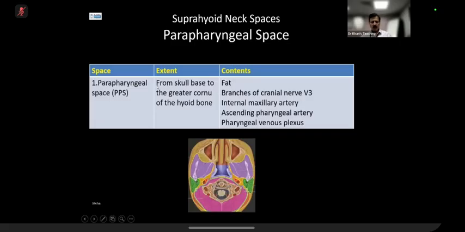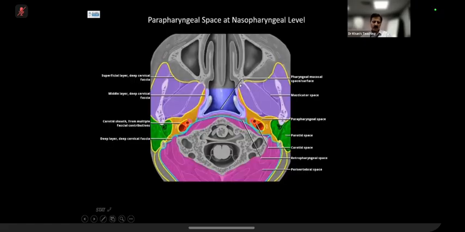So parapharyngeal space, what is the extent? The extent is skull base to the greater cornu of the hyoid bone. So indirectly, the parapharyngeal space does not go into the infrahyoid neck. Look at the contents. Practically, as far as the radiologist is concerned, there is only fat, because we won't be able to see branches of cranial nerve, internal maxillary artery, ascending pharyngeal artery, pharyngeal venous plexus on regular imaging. So it is basically fat, and that is why it acts as a landmark for us.